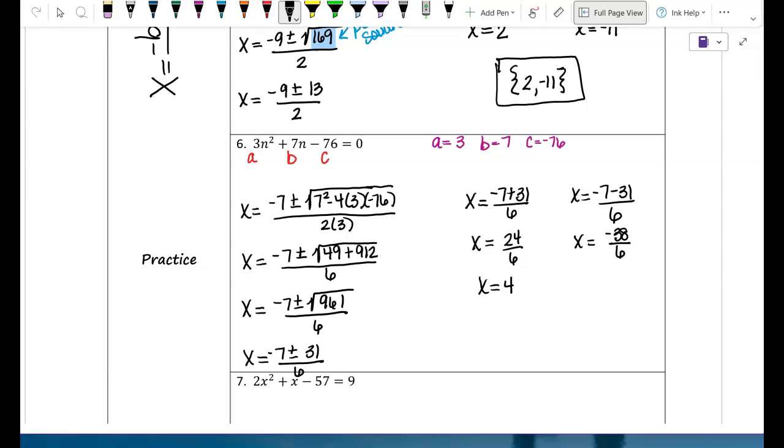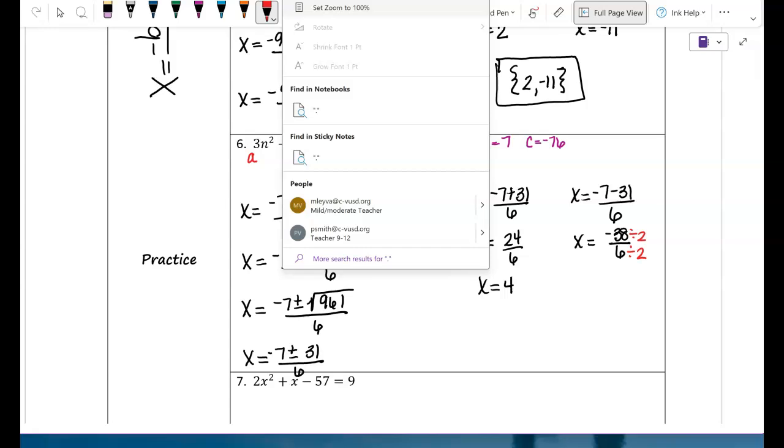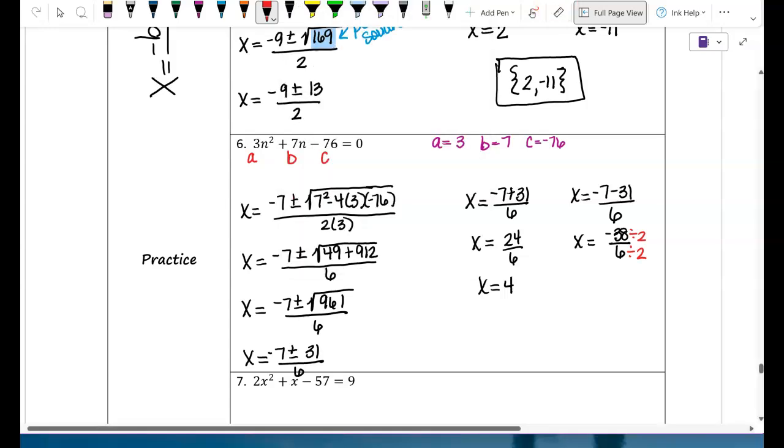So instead of turning it into a decimal or a mixed number, we leave it as a fraction, but we do have to reduce it. In this case, I can divide both of these by 2, which means x equals negative 19 over 3. And we're just going to leave our answer like that.